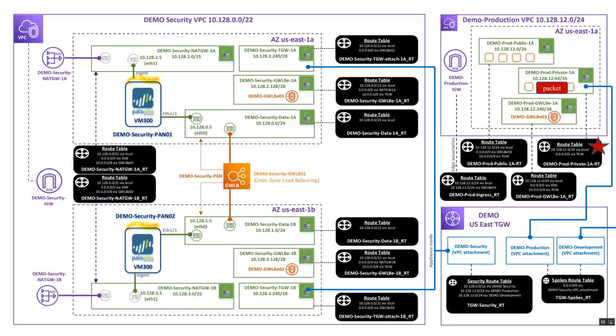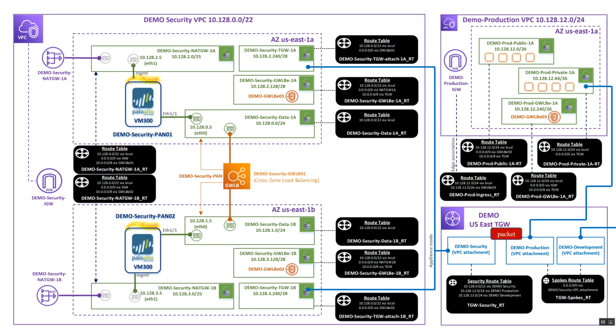We know that we have a default route for the Transit Gateway. So the packet lands on the demo production VPC attachment. It's going to consult its route table, and it's going to say, well, I'm trying to go to the 10.128.13 network, which is the development instance, right? Because I'm doing an east to west operation. Well, the spokes route table doesn't have an entry for that specifically. It has an entry for the default route, and this is on purpose, right?